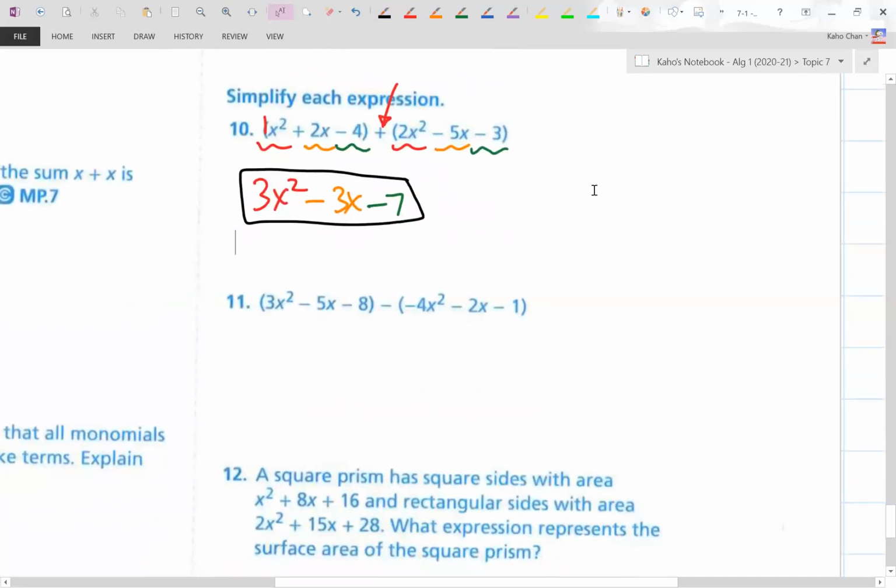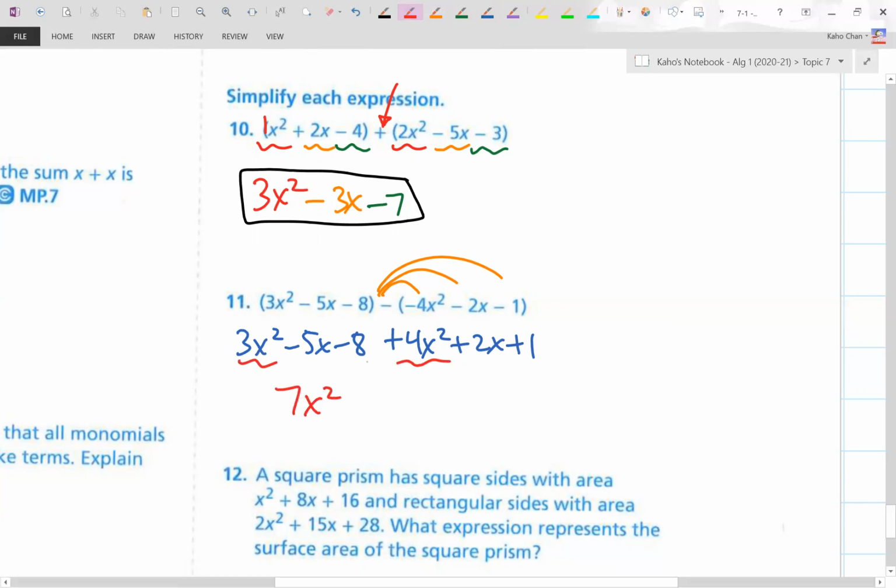Number 11 I can't do until I distribute the negative sign because it's easier for me, and then rewrite the whole thing. I have plus 4x squared plus 2x plus, wow, everything's plus there. Bring all these guys down as well. And let's just apply this like we did in the previous one. X squares, yep. 3 and 4 of those gives me 7x squared. Then we have a negative 5x and a 2x, negative 5 plus 2 is negative 3x, and then a constant by itself, negative 8 plus 1 is minus 7.